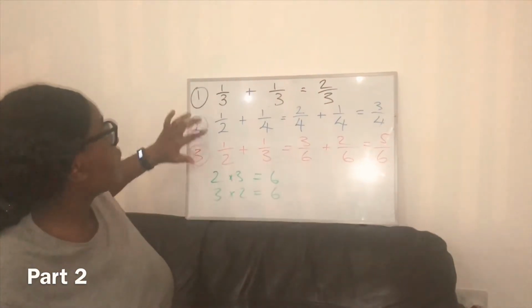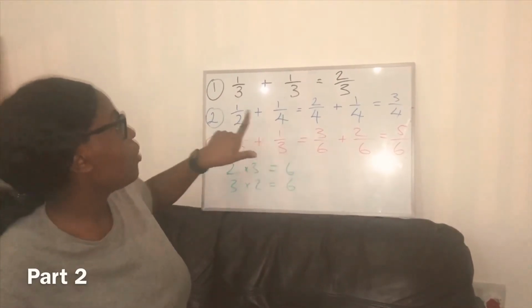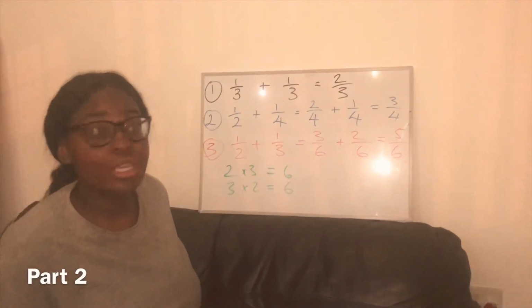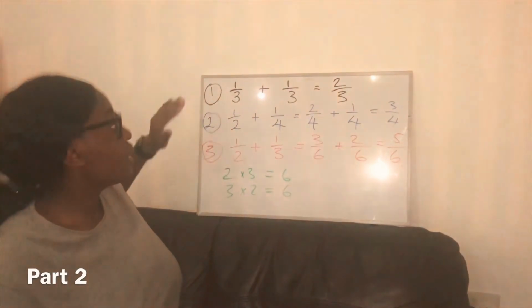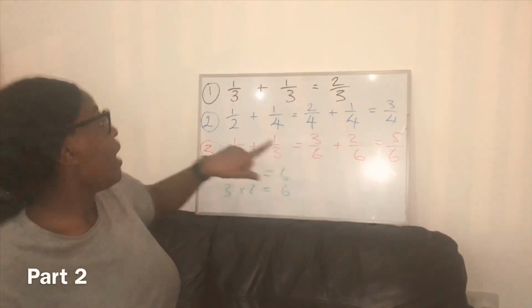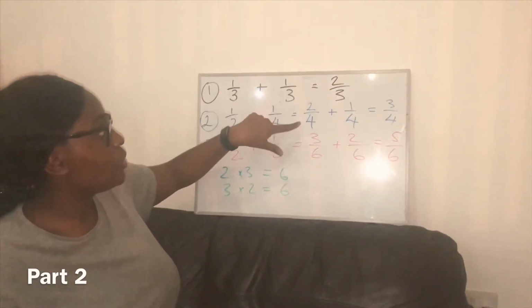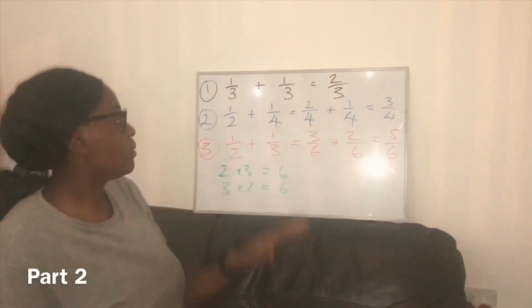So if we look at the 1/2 and we look at the 1/4, to get from 2 to 4, we can multiply by 2. And rules of fractions state that for a fraction to be equal, we must do whatever we do to the bottom to the top. Therefore, we do 2 times 2 to give us 4, and 1 times 2 to give us 2, which will give us 2/4 plus 1/4 equals 3/4, and that is the answer to that question.